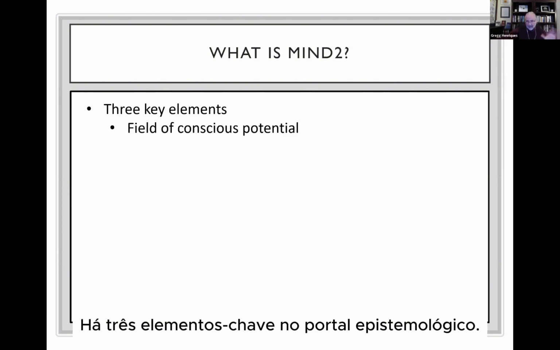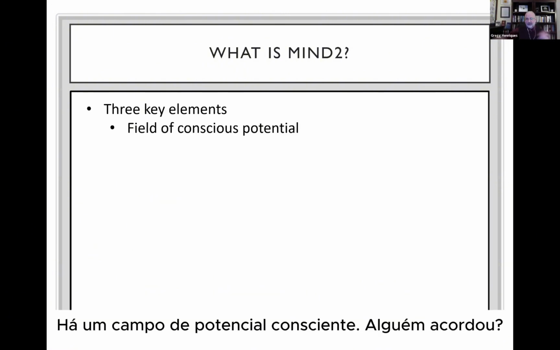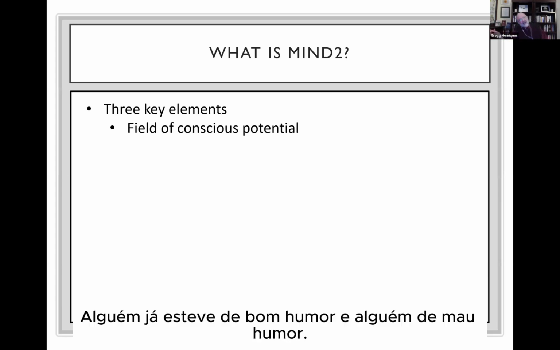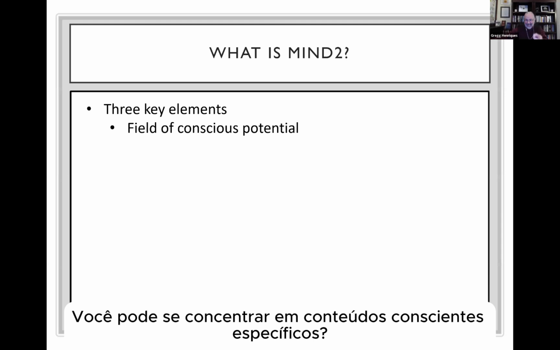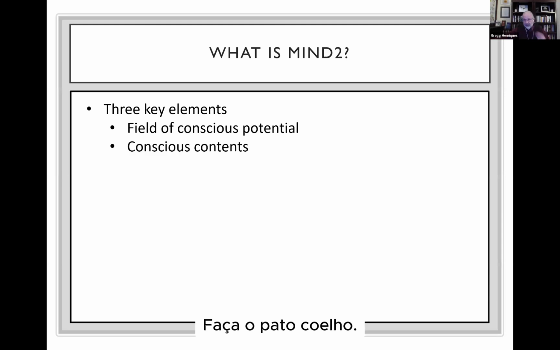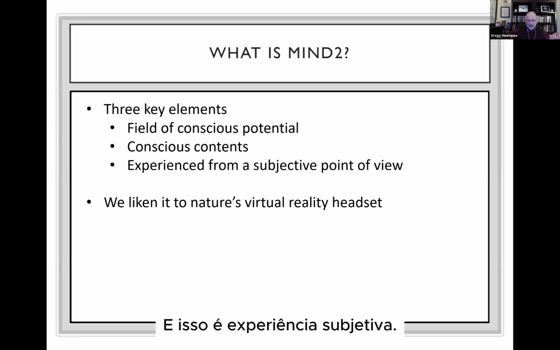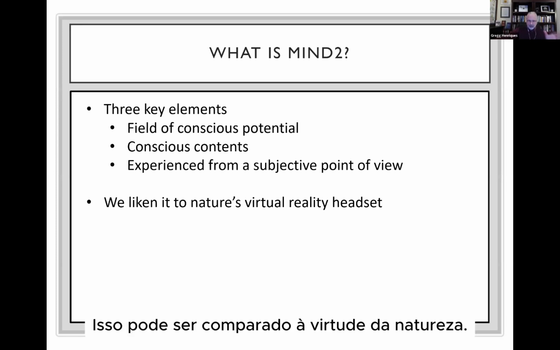There are three key elements to the epistemic portal. There's a field of conscious potential. Anybody wake up? Anybody go to sleep? Anybody been in a good mood versus a bad mood? Then you have a sense as to what the field of conscious potential is. Can you attend to particular conscious contents? Do the little duck rabbit illustration. At one level it's a duck, then it flips over to a rabbit. There are different conscious contents, and that is experienced from a subjective point of view. And this can be likened to nature's virtue.